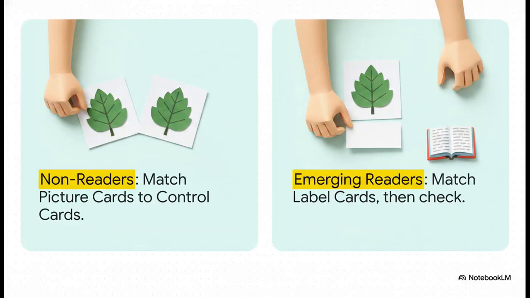So, you've printed all these gorgeous sets, and they're sitting on the shelf. How do different developmental stages actually interact with them? Well, non-readers are going to focus purely on visual matching. They just take their picture cards and place them right next to the intact control card images. But emerging readers, they take it a step further. They place the picture cards down, practice reading by matching the separate label cards underneath them, and then, here's the magic, they flip over the control card to independently self-check their own work.